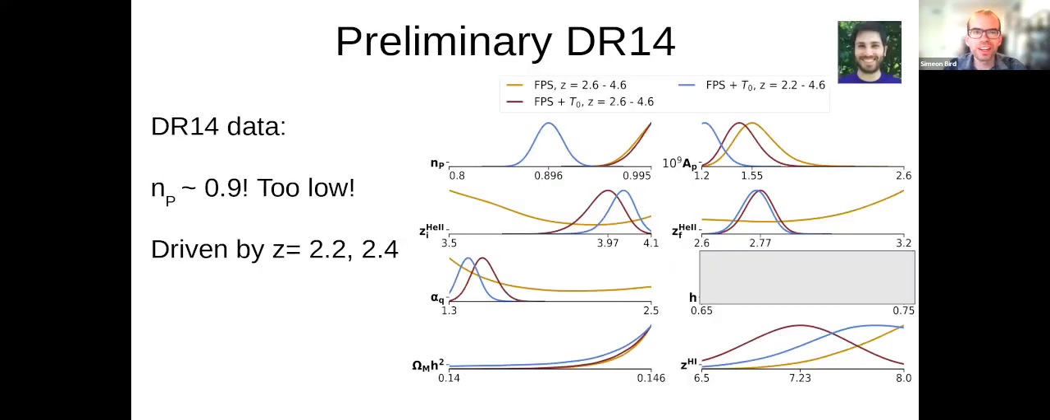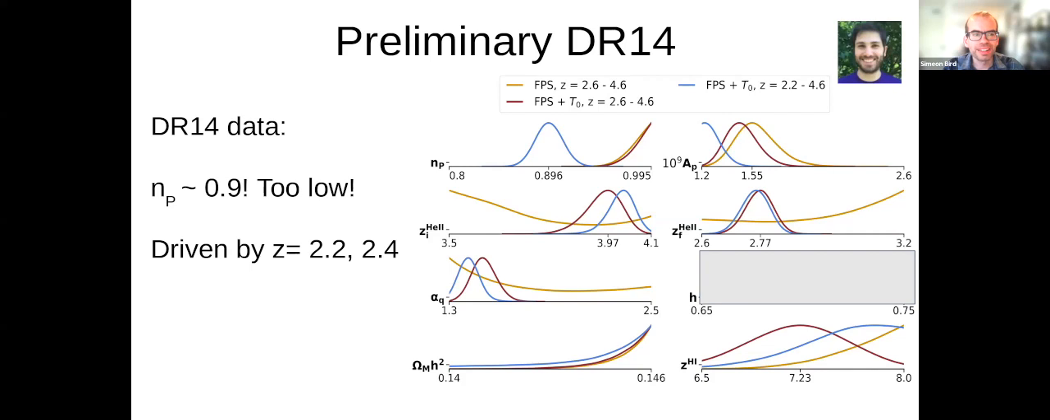Here are our results. These are preliminary results from taking our model and our likelihood function and comparing them to SDSS DR14. So this blue line is a comparison to all the data available to us, so both the temperature data and the flux power spectrum data from redshift 2.2 to 4.6 from eBOSS. And this is the blue line here. And you can see that the tension that we have with Planck has now gotten much worse.